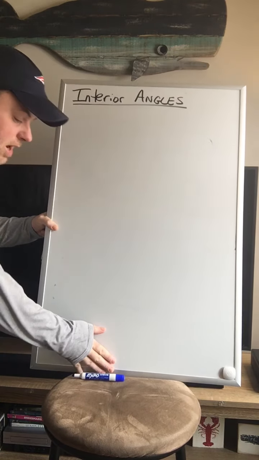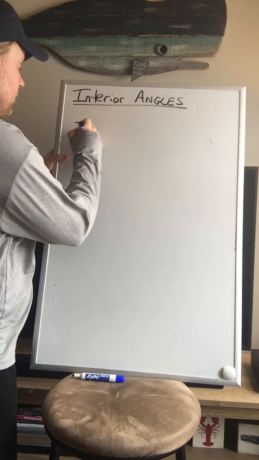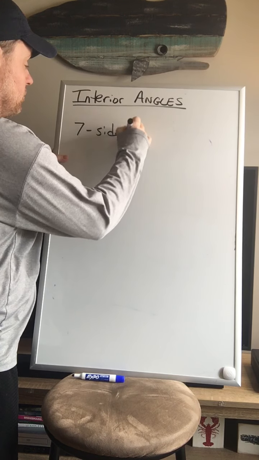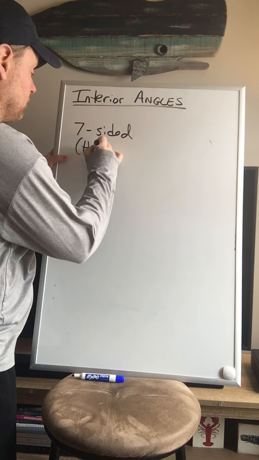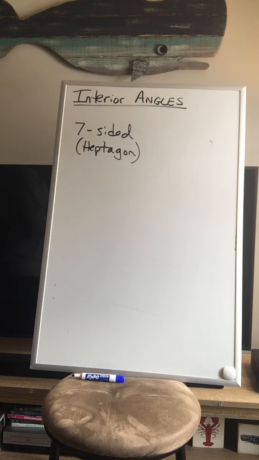Okay? So I'm not even going to draw it out. What if we had a 7-sided figure? A heptagon. How many degrees would there be inside a 7-sided figure?